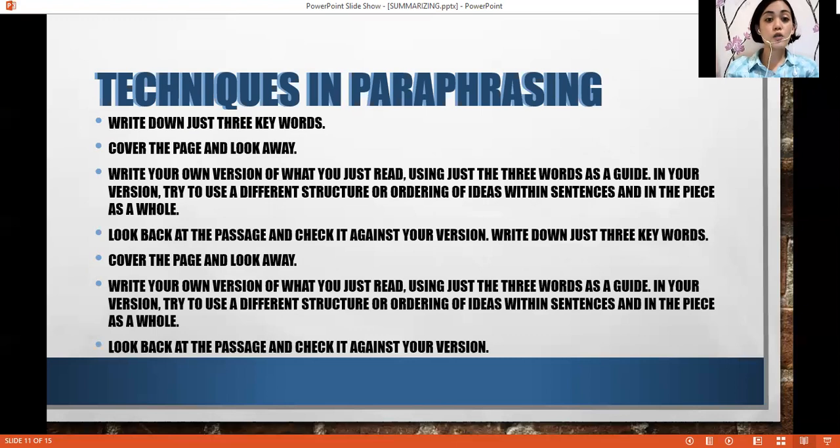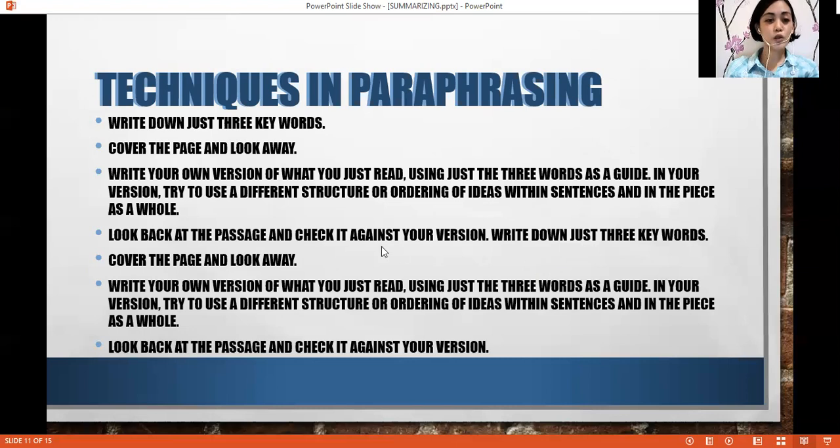You have the keywords. You don't write everything, but just the keywords, in a sense that once you have read those keywords, you can explain it in your own words. And explaining it in your own words is paraphrasing. Next, cover the page and look away. So once you're done reading a passage, let's say a paragraph, and you have understood what you have read, you cover the page, you look away, and then you say it on your own. That is paraphrasing.